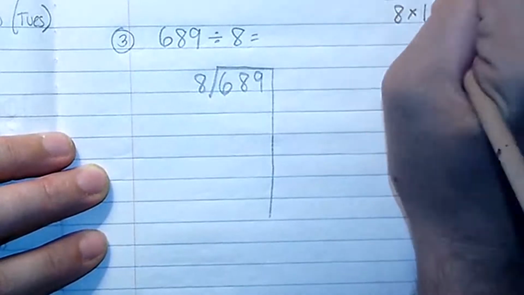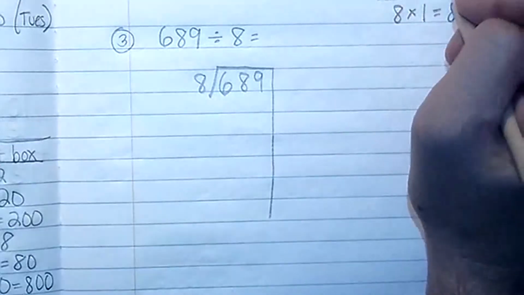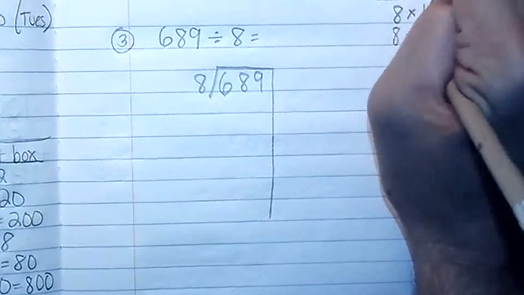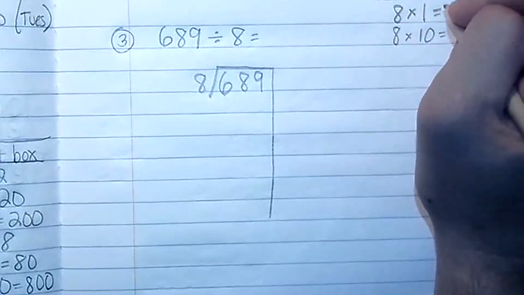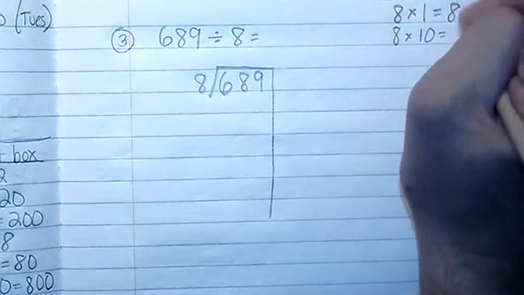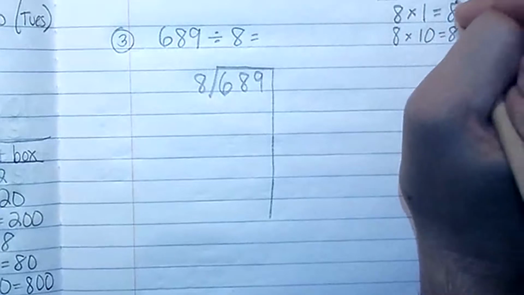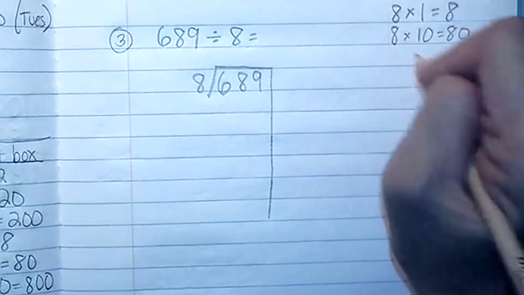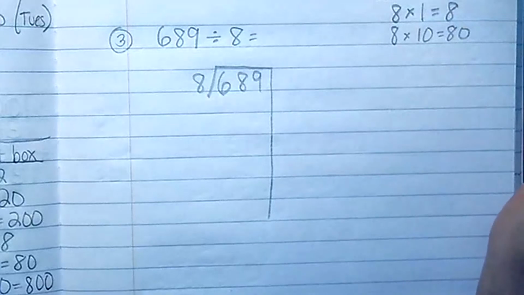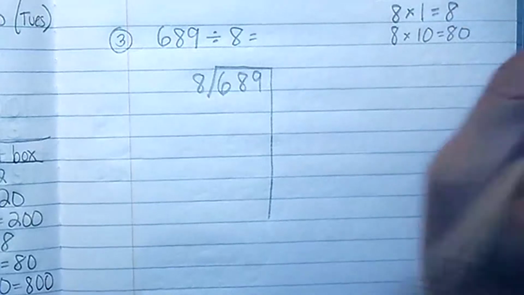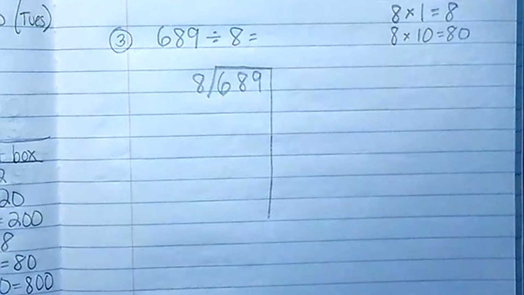8 times 1 equals 8. 8 times 10 equals 80. Good. What about 8 times 100? That equals 800, which is bigger than 689, so I can't use that one. So I need another 8 fact because 8 and 80 are both not very close to 689. I need a number that's going to get me much closer.